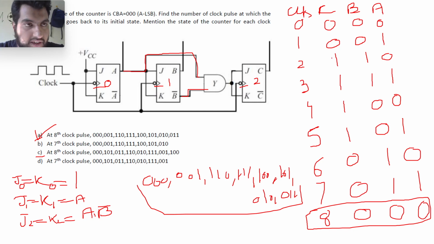And here output C is dependent on J2 equal to K2, that is A dot B complement. So A dot B complement is 0, 0, 0, then 1 toggling. Then A dot B complement 0, no toggling, 0, no toggling, 0, no toggling, 0, no toggling, then A dot B complement 1 toggling, then 0, no toggling, 0, no toggling. And finally we got 0, 0, 0, and as a result these are the states that will be followed, and option A is our correct answer.